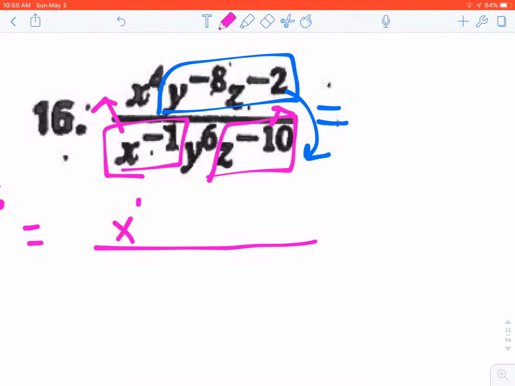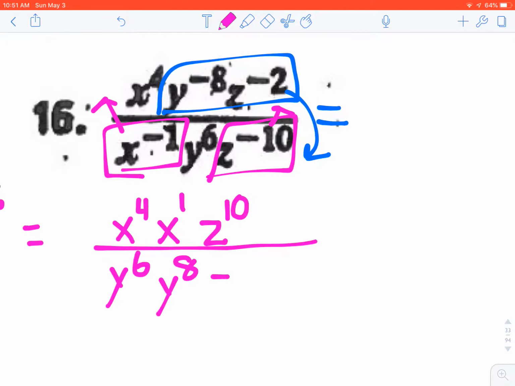The x to the 4th that was on top stays there. The x to the 1st moves up. The z to the negative 10th moved up, also became positive. On the bottom, the y to the 6th is already there, so keep it there. And then the y to the negative 8th moved down, and the z to the negative 2nd, which now becomes positive, moved down. Okay, so once you move all those negatives to the opposite side, we're now looking at our simplify step.